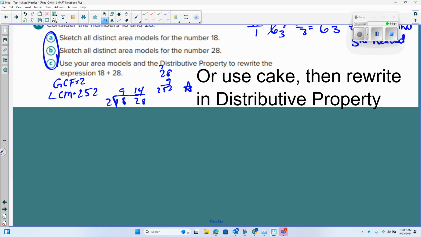But your key is, rewriting a distributive property means I pull that common factor out: 2 times the quantity of what's on top, 9 plus 14. That's how we do the distributive property. Questions on your test? Yes.